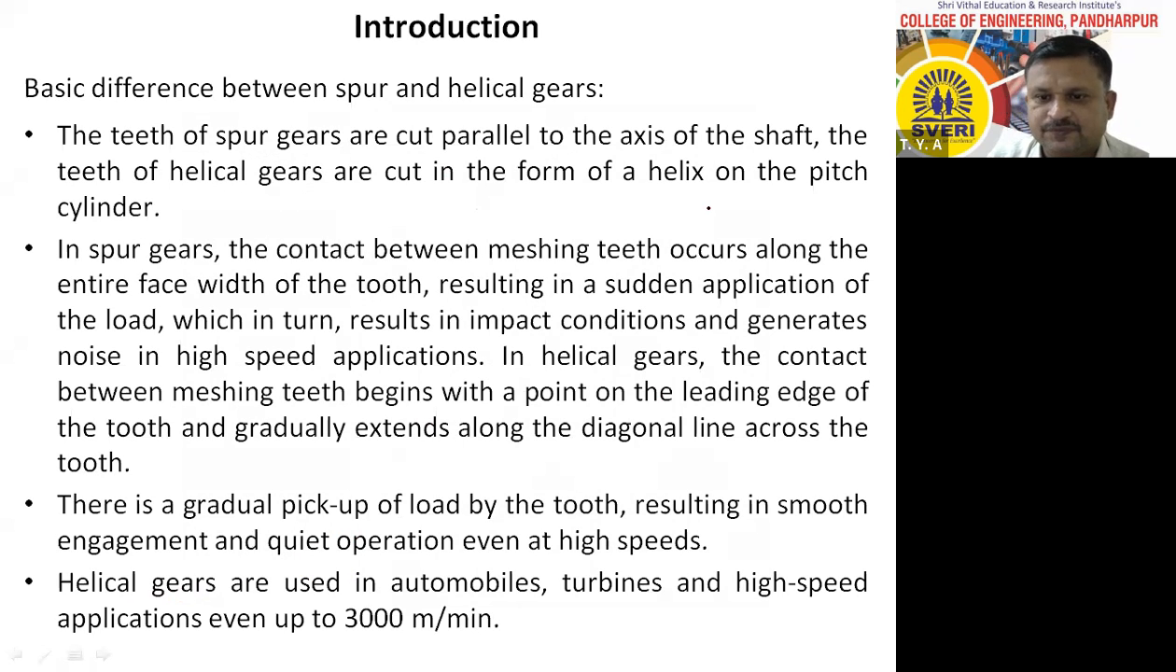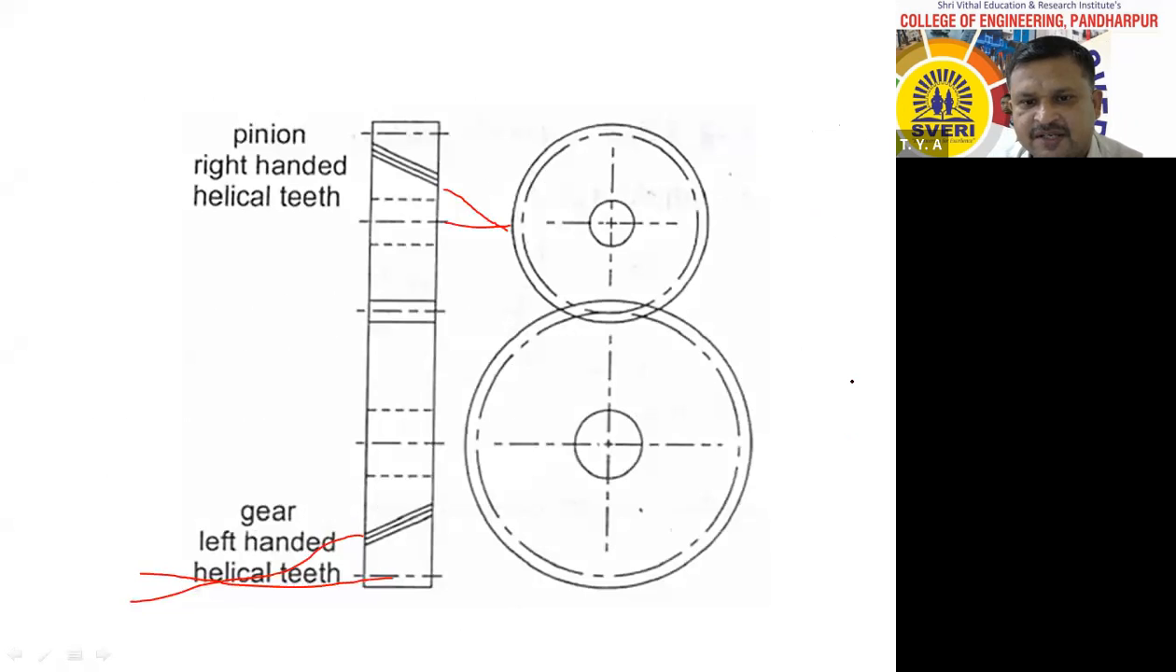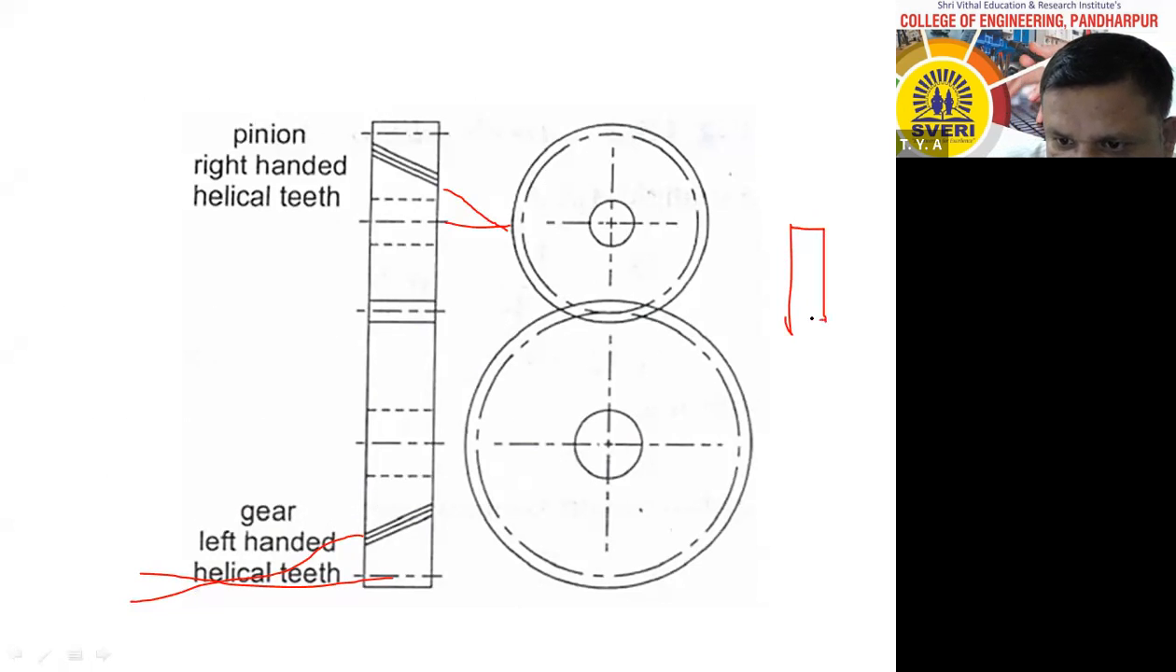Now, we will see what is the difference between helical gear and spur gear. First of all, again, let me draw the diagram of the spur gear, then you will understand it better. Now see here, I will draw the convention of the spur gear. Spur gear teeth are like this.